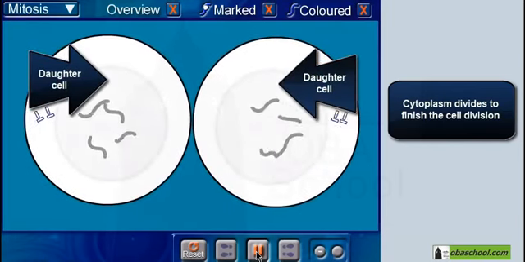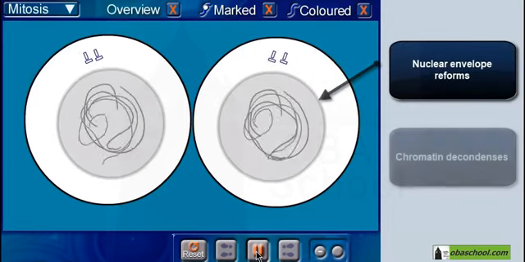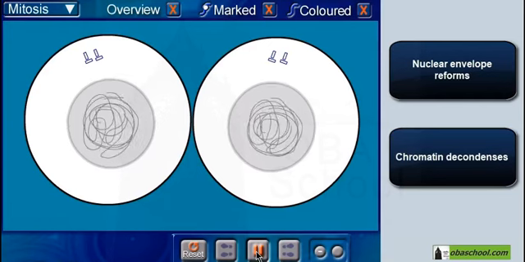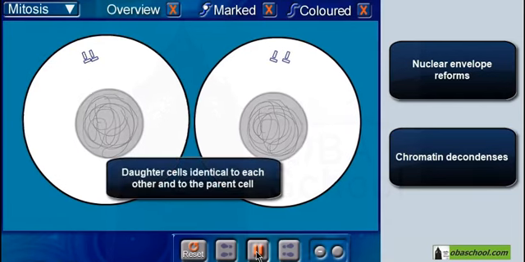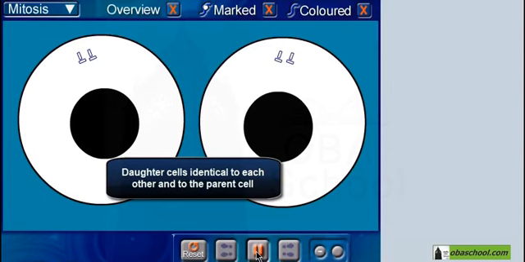Now we have two daughter cells, the nuclear envelope reforms, the chromatins decondense, and we end up with two daughter cells identical to each other and identical to the parent cell that made them. This is mitosis.